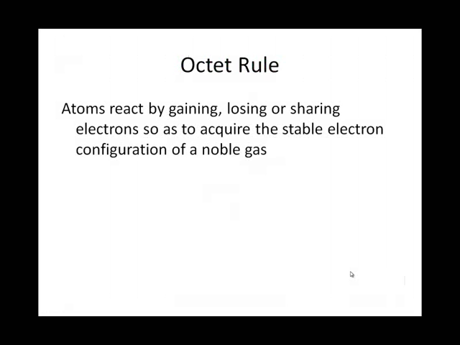Okay, the octet rule says that atoms react by gaining, losing, or sharing electrons so as to acquire the stable electron configuration of a noble gas. That means a full valence shell, or outer shell, of electrons, and that usually means 8, although helium, as you know, only has 2 electrons. So the reason atoms bond, which means gaining, losing, or sharing electrons, is because they want to get to that stable, low energy configuration that a noble gas has, which means a full outer shell, full valence shell.